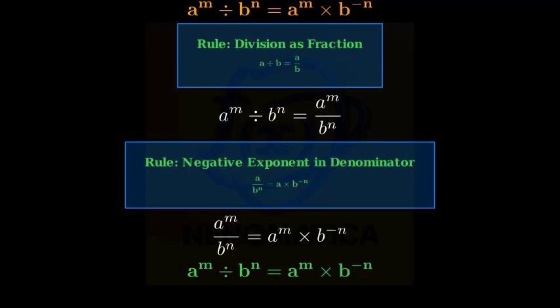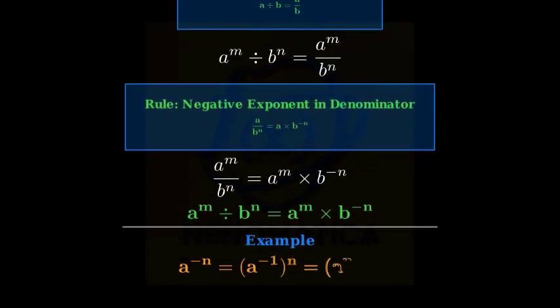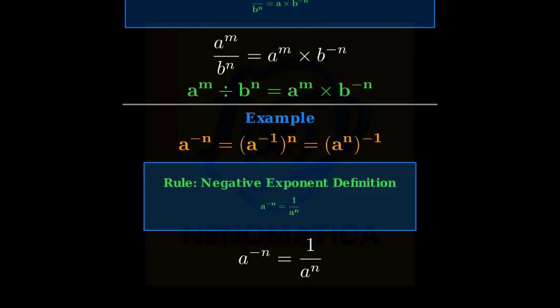Finally, let's examine our third property. We want to prove that a to the power of negative n equals a to the power of negative 1, all raised to the power of n, which also equals a to the power of n, all raised to the power of negative 1. Let's start with the definition of a negative exponent. A to the negative n equals 1 over a to the n.